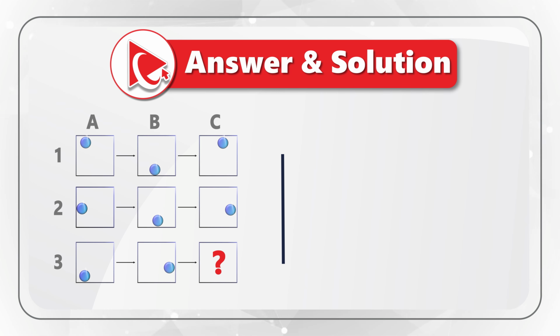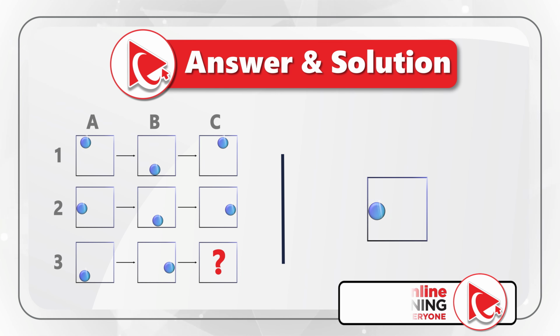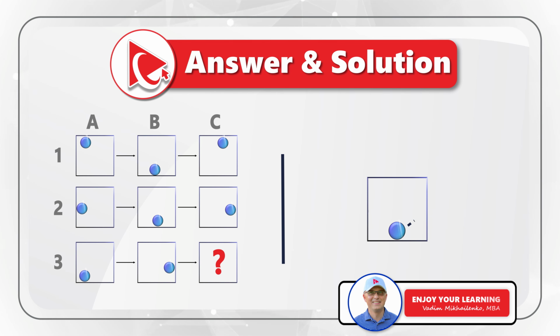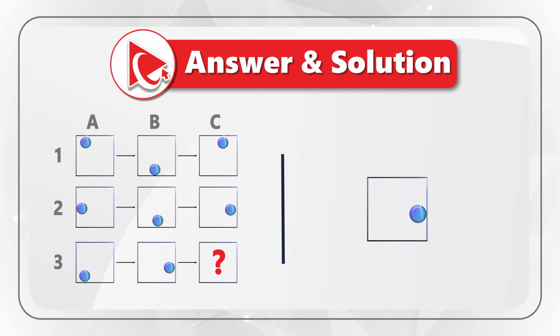Let's confirm this pattern by looking at row 2. In the object A2, we see the ball against the left wall. Then it moves toward the bottom wall, and then bounces against the bottom wall, and then moves toward the right wall. Knowing the pattern, we can easily detect the answer now.